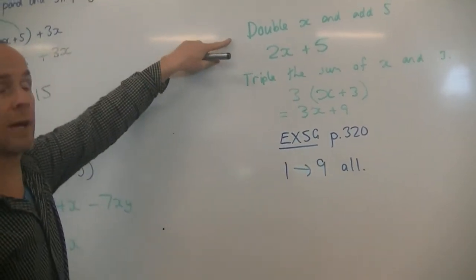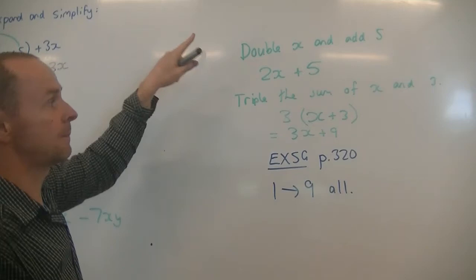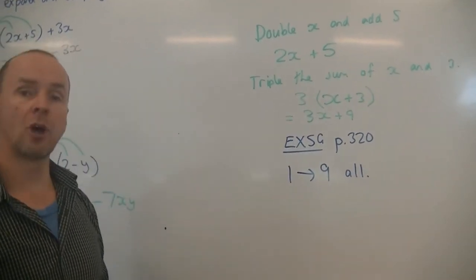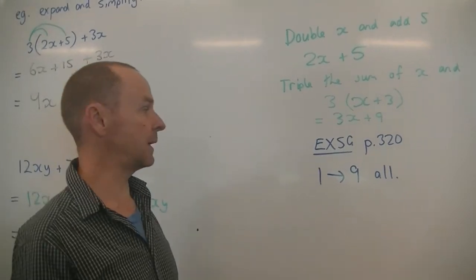You've got to be careful. Read the worded questions very carefully and you'll be able to do it. So there's our exercise 5G, 1 to 9. Try all of them because there's not that many in the exercise.